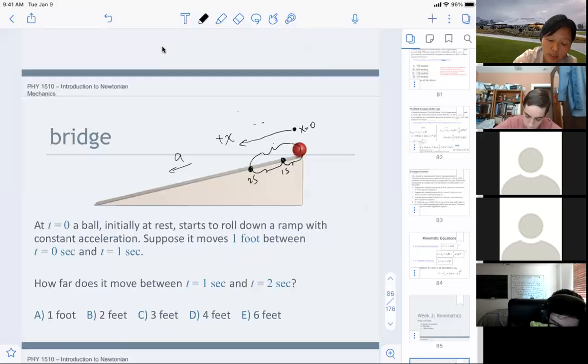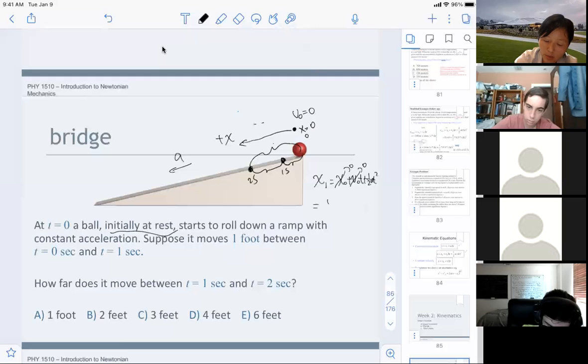And also the ball is initially at rest, so initial velocity is going to be 0. Initial position is going to be 0 as well. That's my choice. So if I want to calculate the position of the ball at 1 second, I will use my kinematics equations. The t is 1 second, right? This is all 0, which makes it easy to calculate: 1/2 times the acceleration times the time squared.